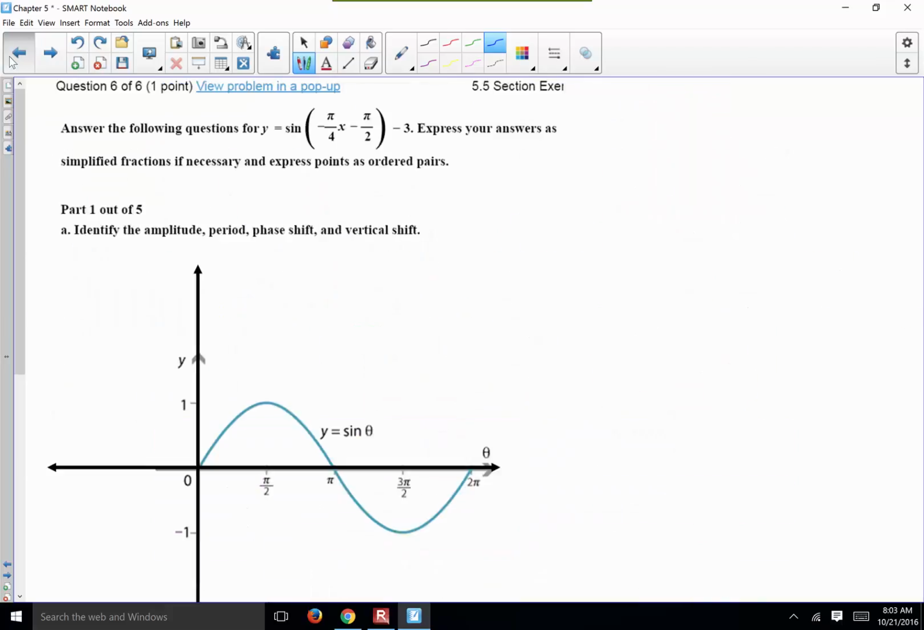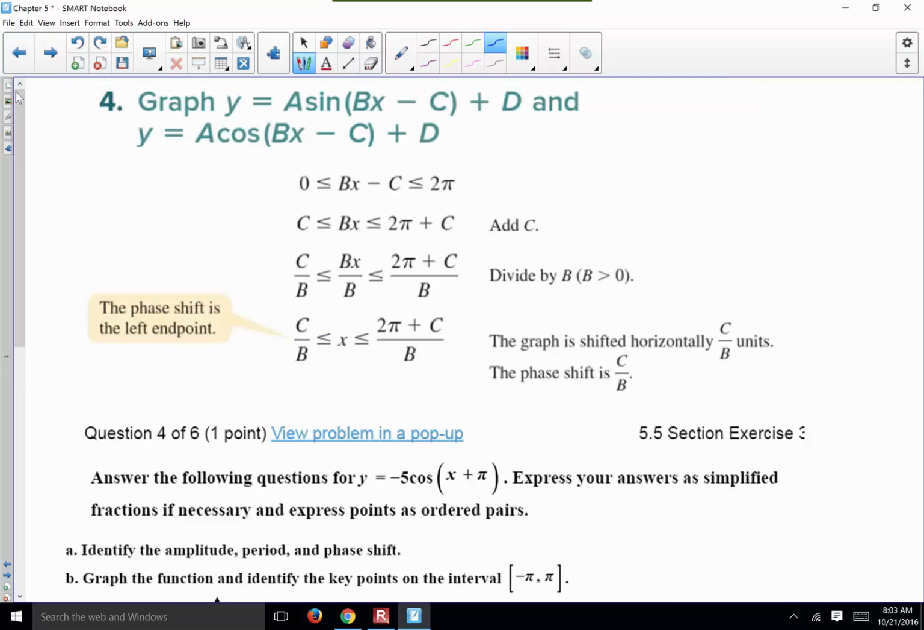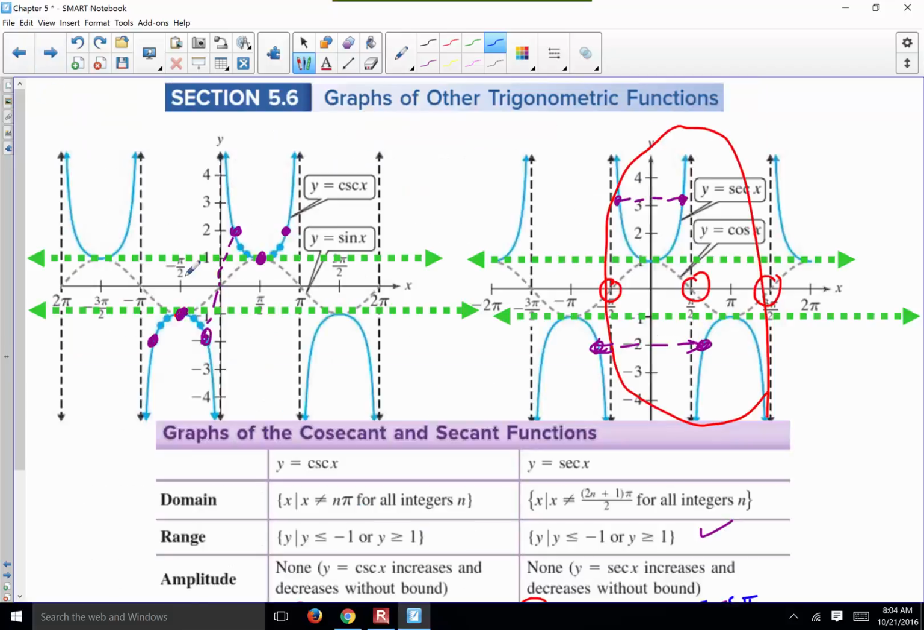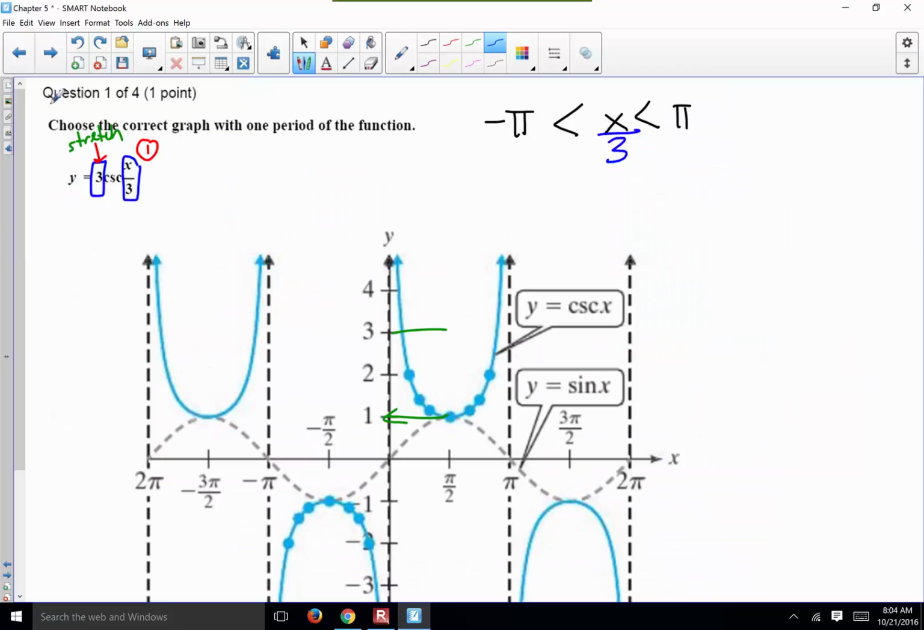Remember, in the previous section, when we were sketching sine and cosine, we were putting whatever you have inside between 0 and 2 pi, because the sample period of sine and cosine was from 0 to 2 pi. But the sample period for cosecant is from minus pi to pi. For secant, the sample period is from minus pi over 2 to 3 pi over 2. I'm going to set x between minus pi over 2 and 3 pi over 2.